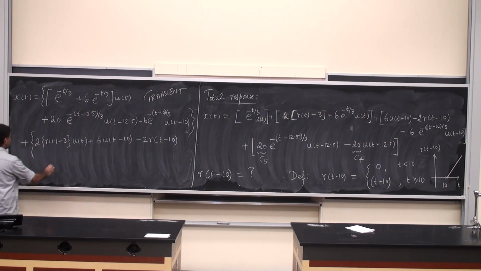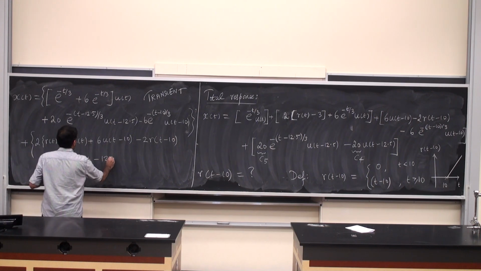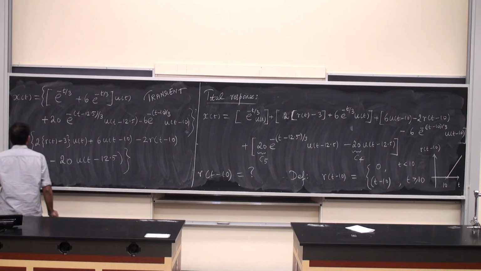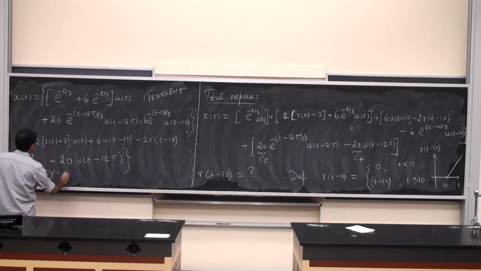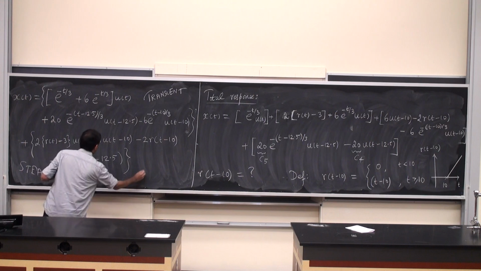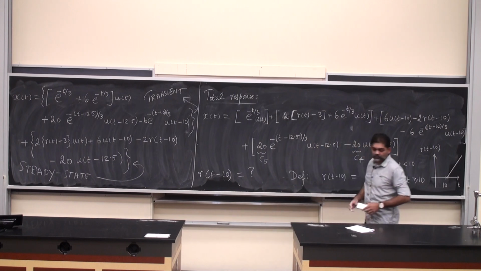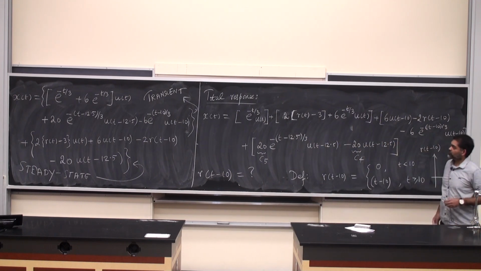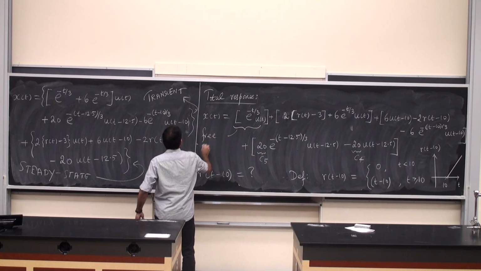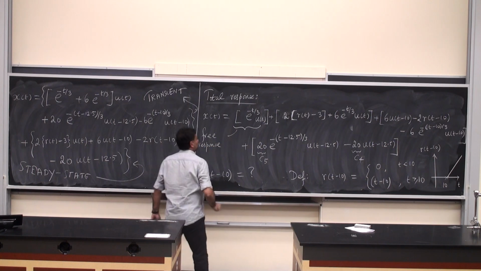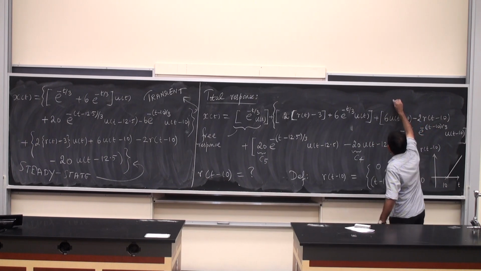and then the last one, 20u of t minus 12.5. This is all steady state. And in this problem, this is the free response, and all of these are the forced response.